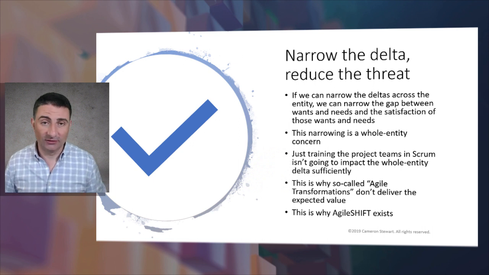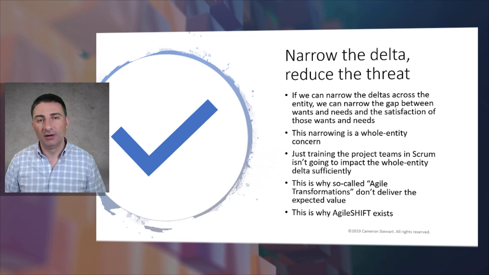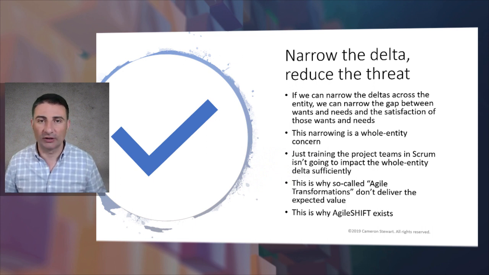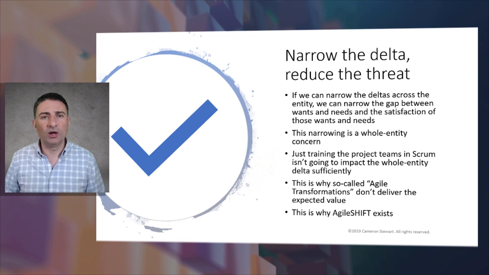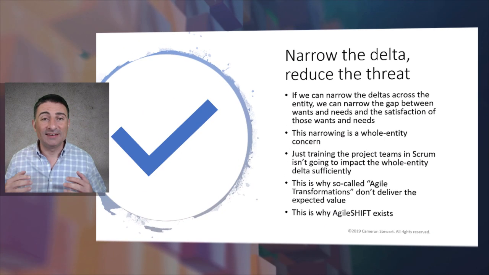It should also be clear that sheep-dipping teams in Scrum or Agile PM or Prince2 Agile or some Agile way of working isn't going to be enough. This is a transformational change, not a process or framework implementation. This is a shift to the culture and the behavior across the organization. This is actually why so-called agile transformations regularly fail to deliver the promised or expected value. And this is exactly why AGILESHIFT was created. This is why it exists.